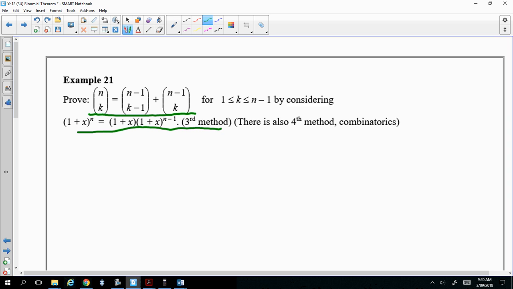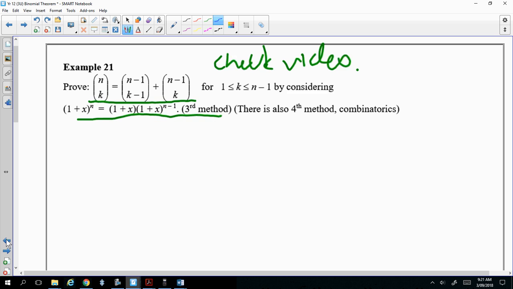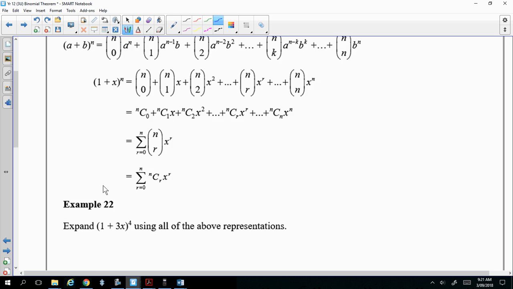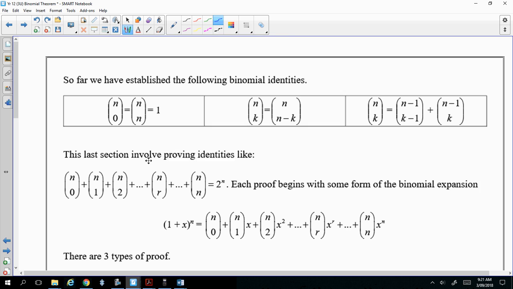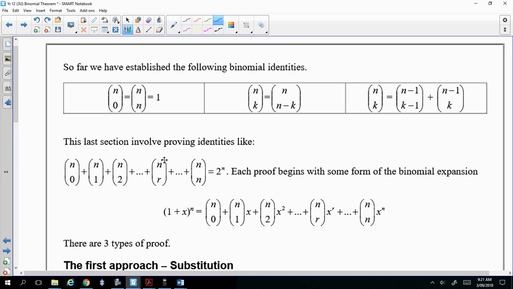Now we're going to go through some more identities today. Again, the videos are on Google Classroom, but I want to go through this page. Just some examples. I think we've done them already. Okay, so we're on page 28. So far we have already established these three identities, that this is one, symmetrical, and the one we just did recently, just today. And now we're going to prove more identities.